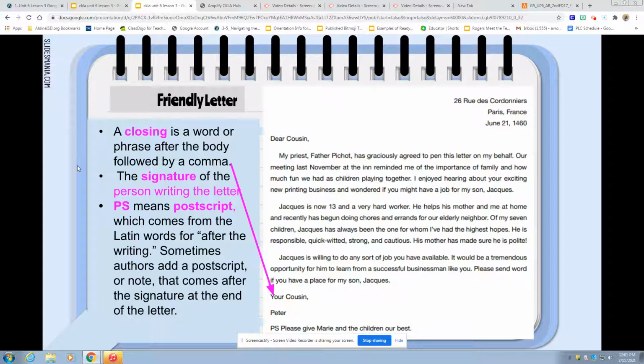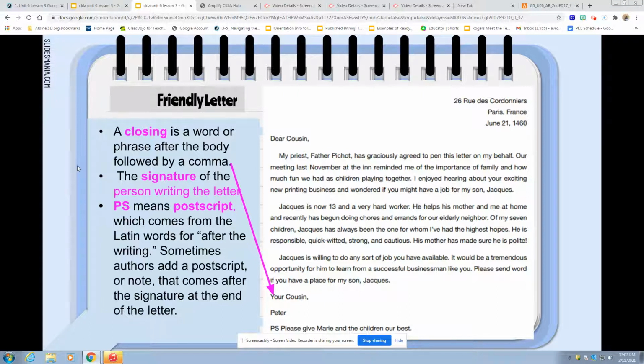which is a word or phrase after the body, and then the signature of the person writing the letter. PS means postscript, which comes from the Latin words meaning after the writing. So sometimes you can say your cousin, Peter, and then you'll say PS. So, like, by the way, please give Marie and children our best. So this would be an example.